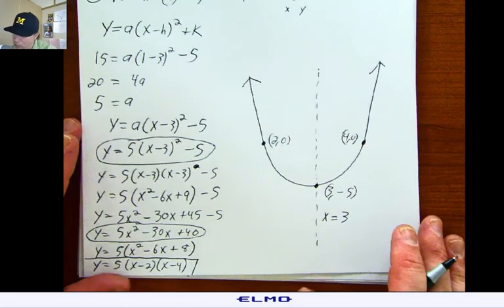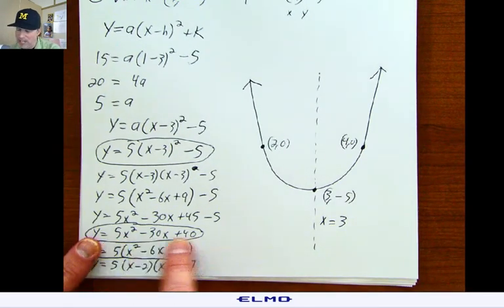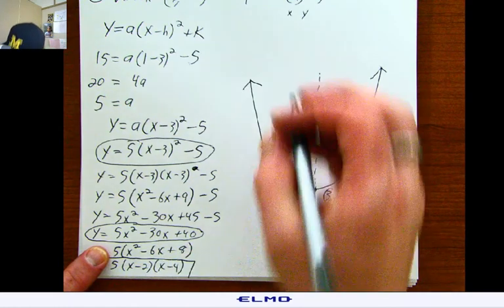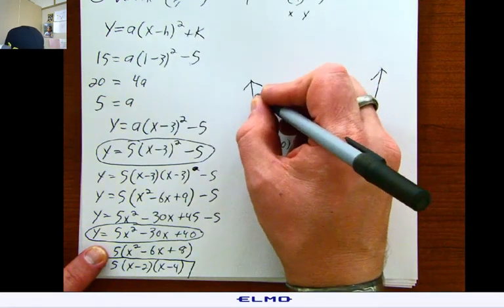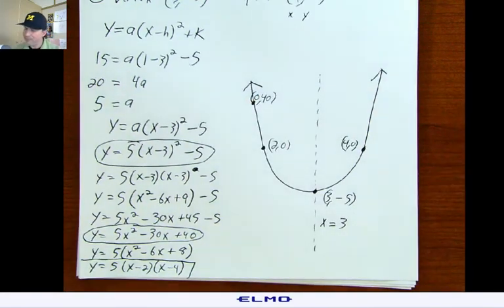Then lastly, you need the y-intercept. Well, the y-intercept is when x is 0, and standard form is an easy equation to work with. If you plug 0 into this equation, out pops 40. So that means that this point right here is (0, 40). And that's my complete graph.